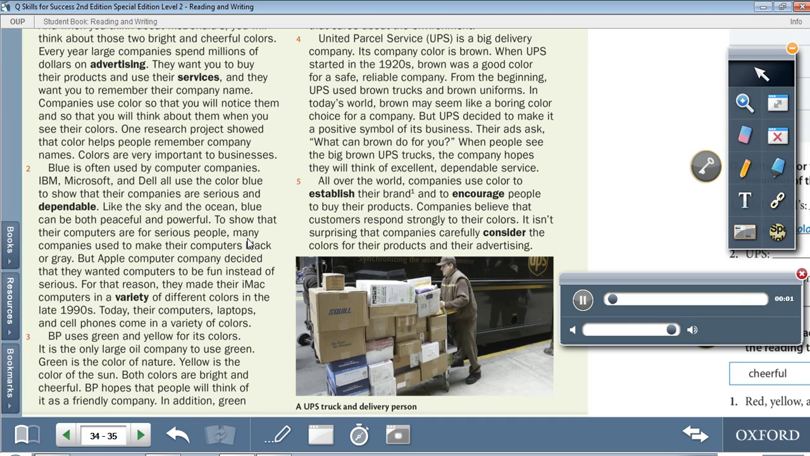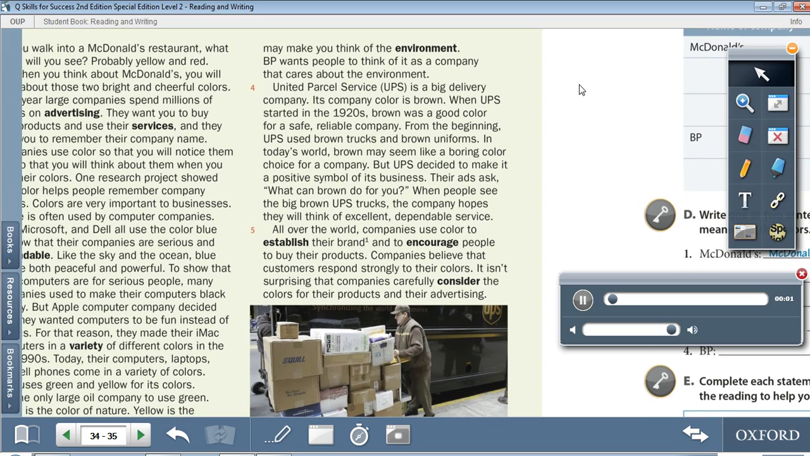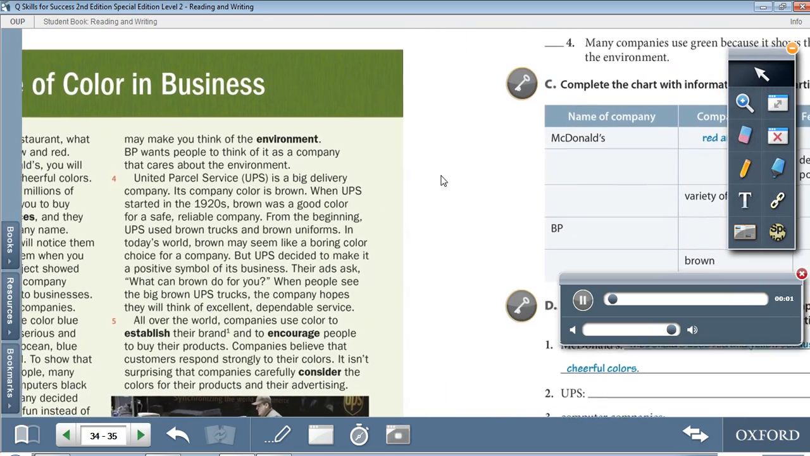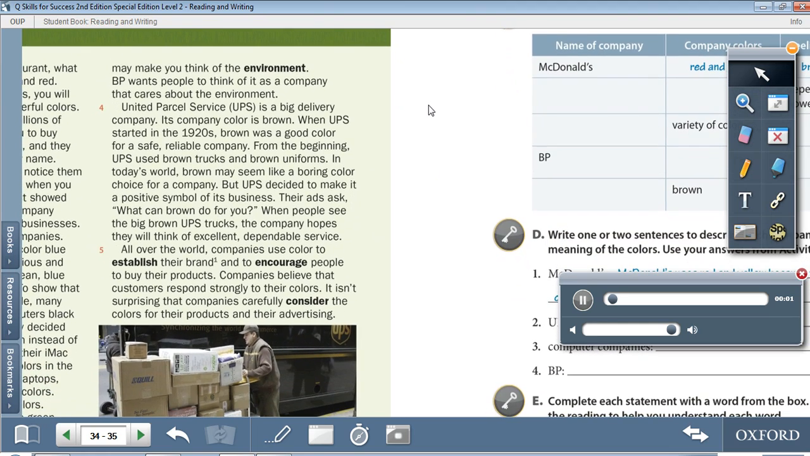BP uses green and yellow for its colors. It is the only large oil company to use green. Green is the color of nature. Yellow is the color of the sun. Both colors are bright and cheerful. BP hopes that people will think of it as a friendly company. In addition, green may make you think of the environment. BP wants people to think of it as a company that cares about the environment.